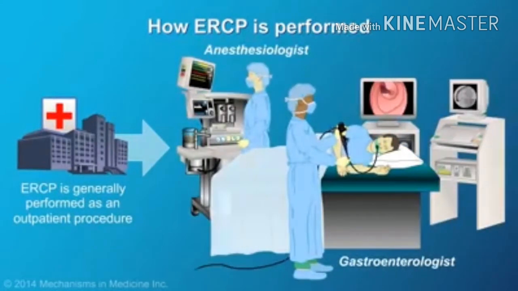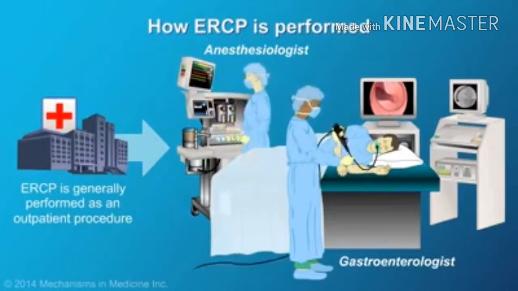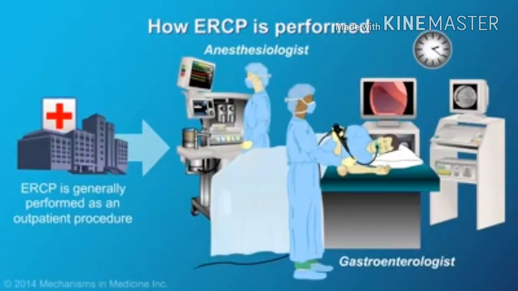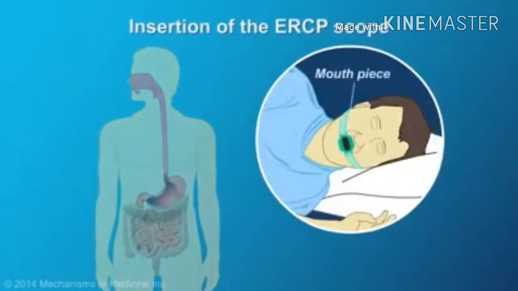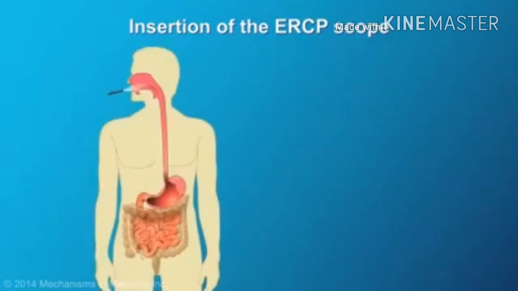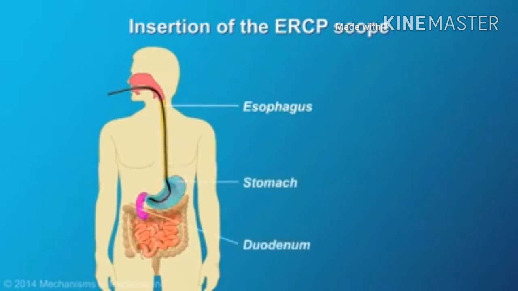Gastroenterologists may work alongside anesthesiologists to provide sedation. A local anesthetic may be applied as a spray to your throat to numb the gag reflex. Your vital signs will be closely monitored throughout the procedure. The procedure may be short or lengthy, depending on the complexity of the case. A mouthpiece will be used to protect both your teeth and the scope. The ERCP scope is inserted into the mouth, passed through the esophagus, into the stomach and duodenum.